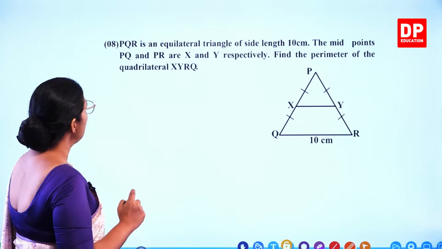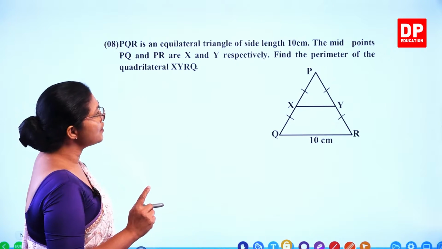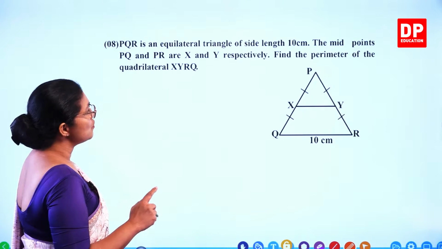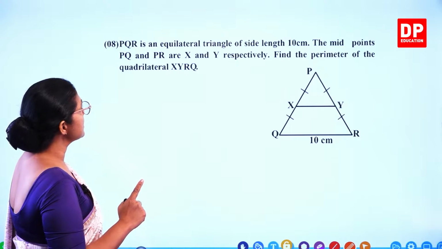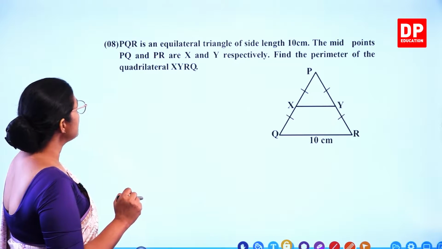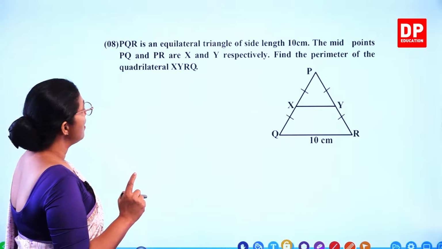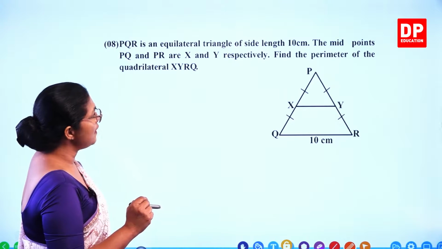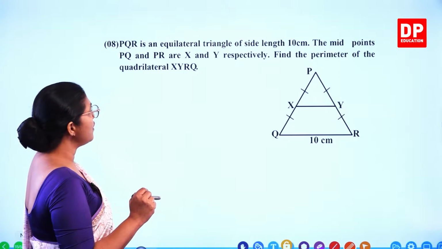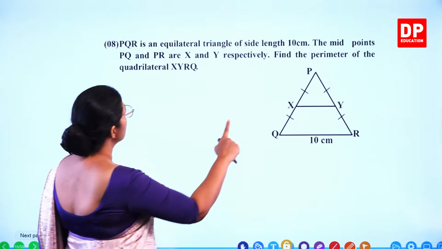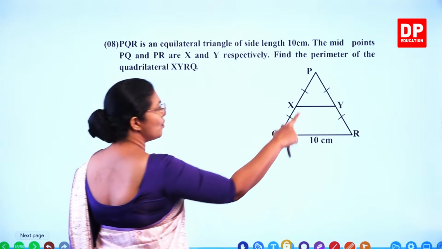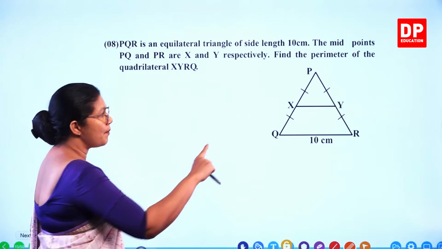Question number 8. PQR is an equilateral triangle. That means all lengths are 10 centimeters. The midpoints of PQ and PR are X and Y respectively. Find the perimeter of the quadrilateral XYRQ. So this whole part.